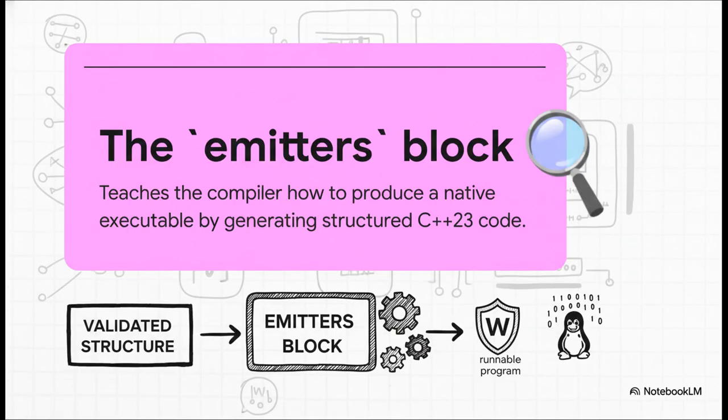And that brings us to the final piece of the puzzle, the emitters block. After your code has been seen, understood, and checked for meaning, this is where the magic really happens. The emitters take that validated logical structure and translate it into something a computer can actually run, a native executable file for Windows or Linux.